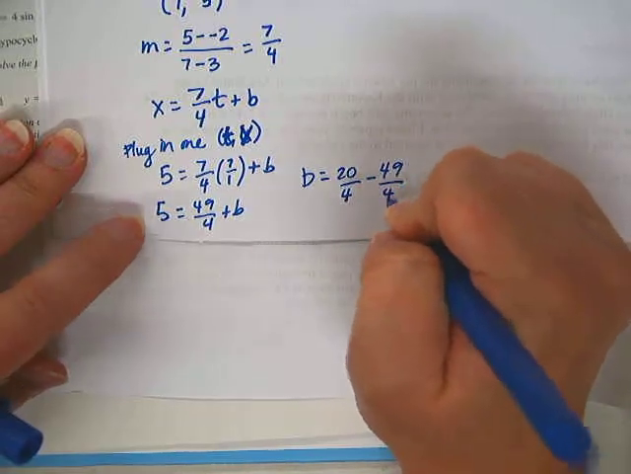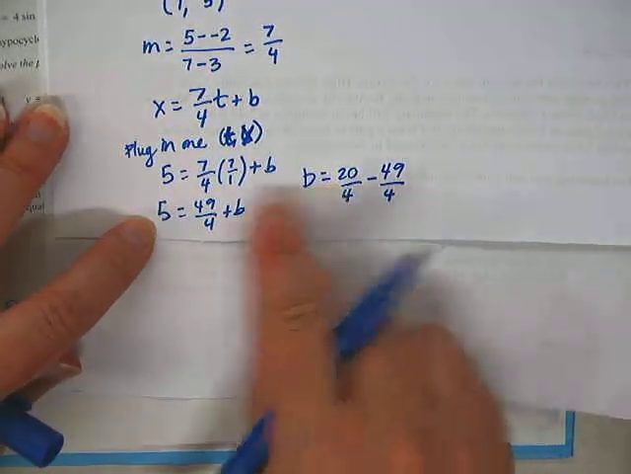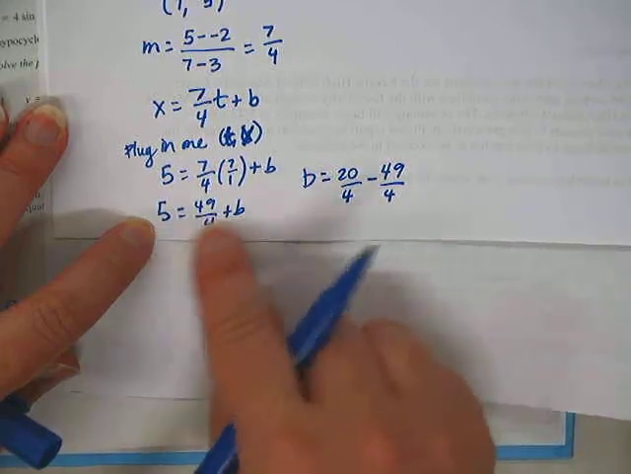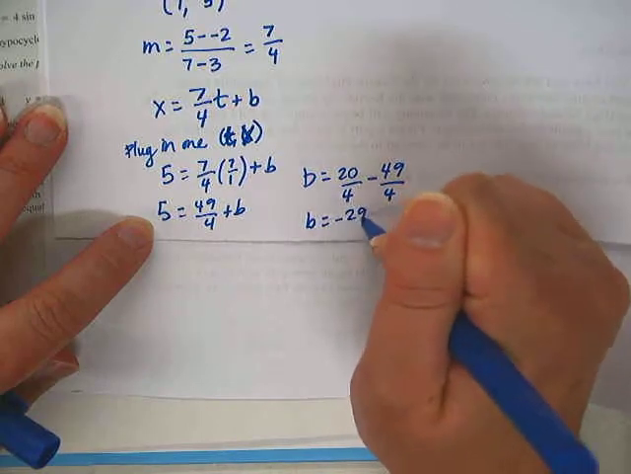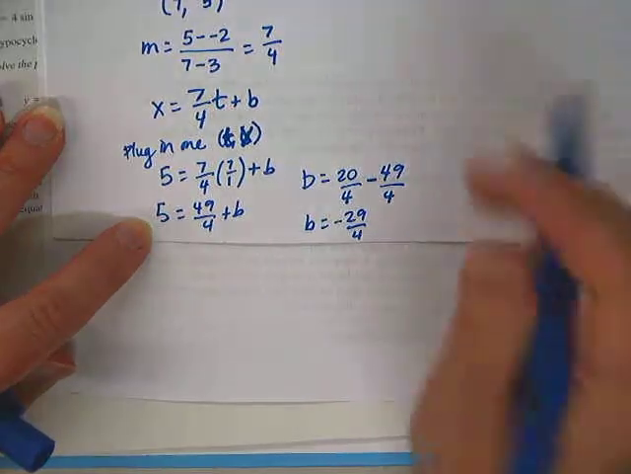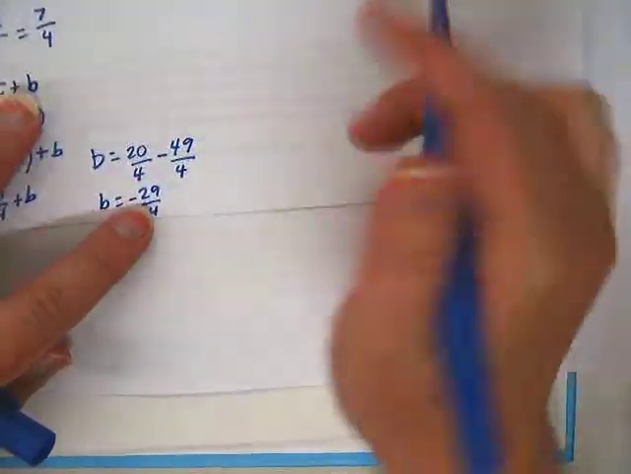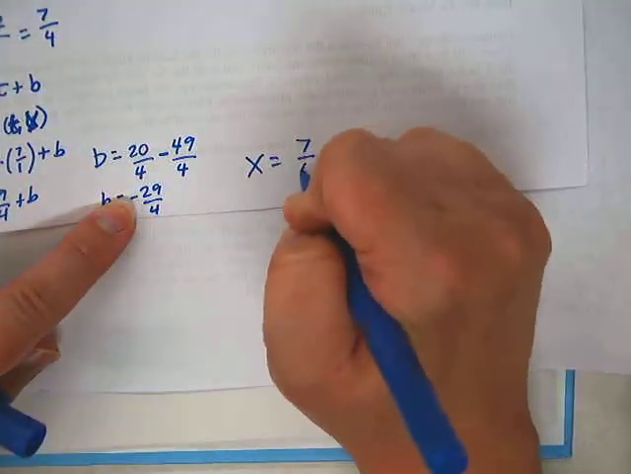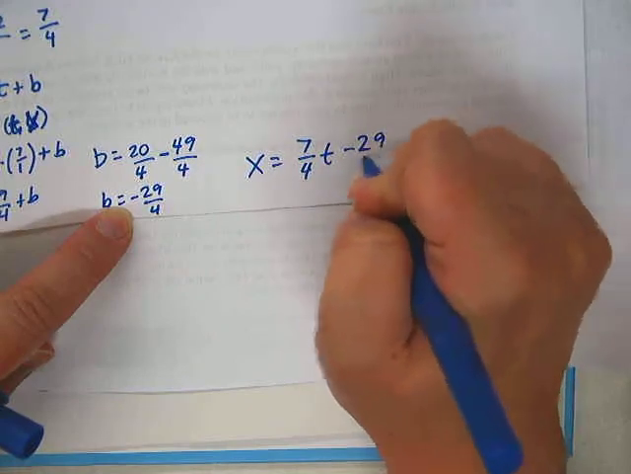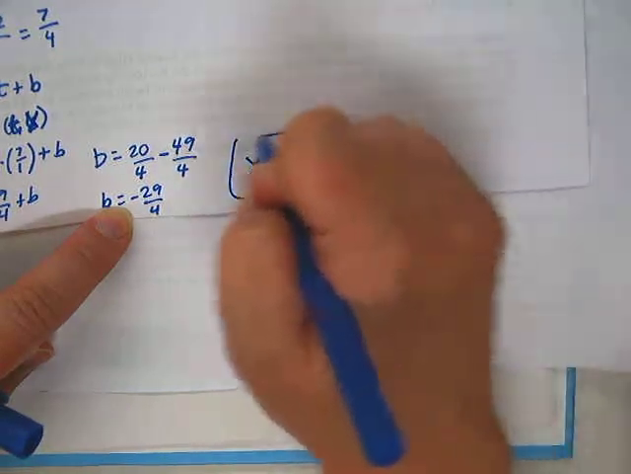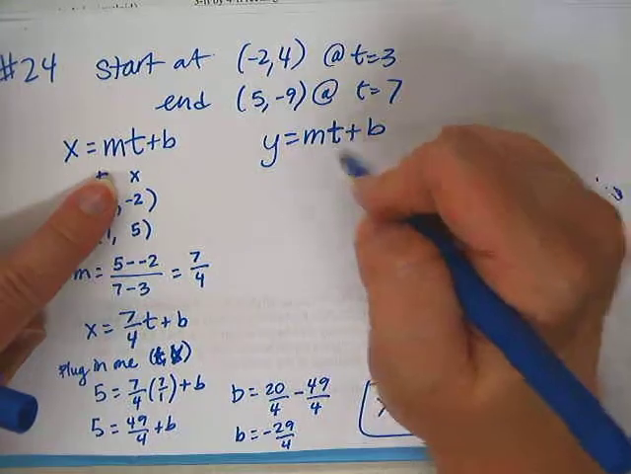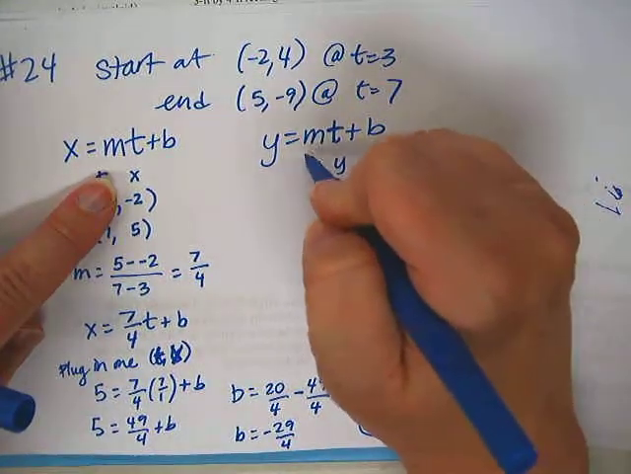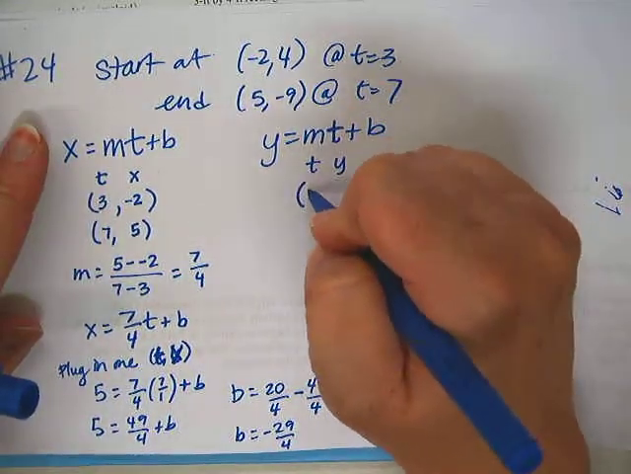Okay, well let's change 5 to fourths instead. 20/4, correct? Does that make sense? Minus 49/4. So the 5 turned into a 20 over 4, and then we're subtracting the 49/4 to the other side, so we can find b. So that tells us that b should be negative 29/4, I think. Now we can finish that equation. So that equation is x equals 7/4 t minus 29/4. There's the horizontal path.